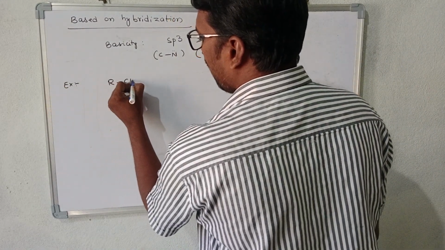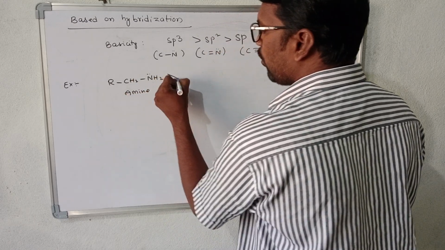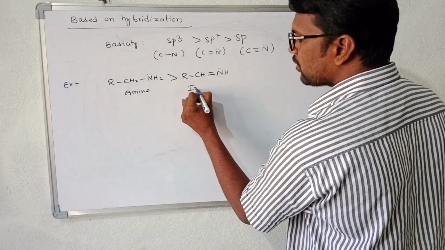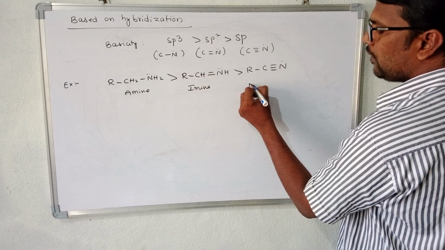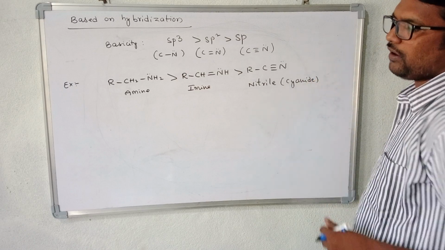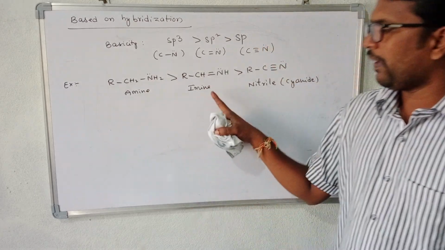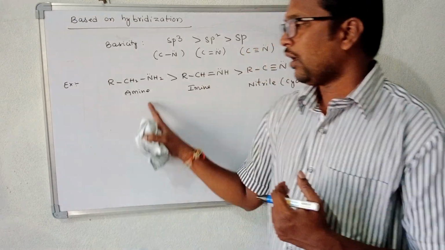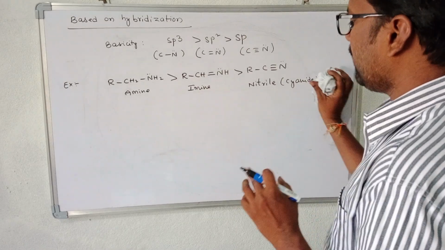You see RCH2NH2, it is an aliphatic primary amine. It is more basic than RCH=NH, which is an imine. And these are more basic than RC≡N, which is a nitrile, also called cyanide. So when you write the basicity order for amine, imine, nitrile, amines are more basic because they are sp3, imine is sp2, and nitrile is sp. It is based on hybridization. Basic character: sp3 is more basic than sp2, and after that sp.